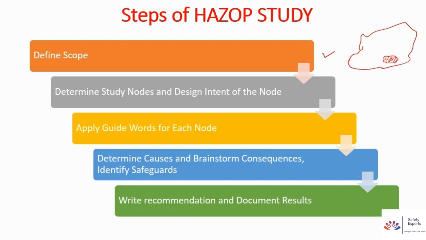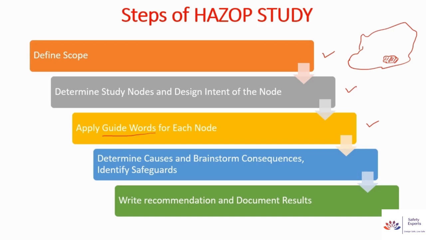Now apply guide words to each node. There are a couple of guide words like no, less, more. These are guide words which are added to the parameters, like no flow, no pressure, like that. We'll discuss them later in detail. Determine the causes. So if some deviation is there, like more flow, what is the reason for that deviation?